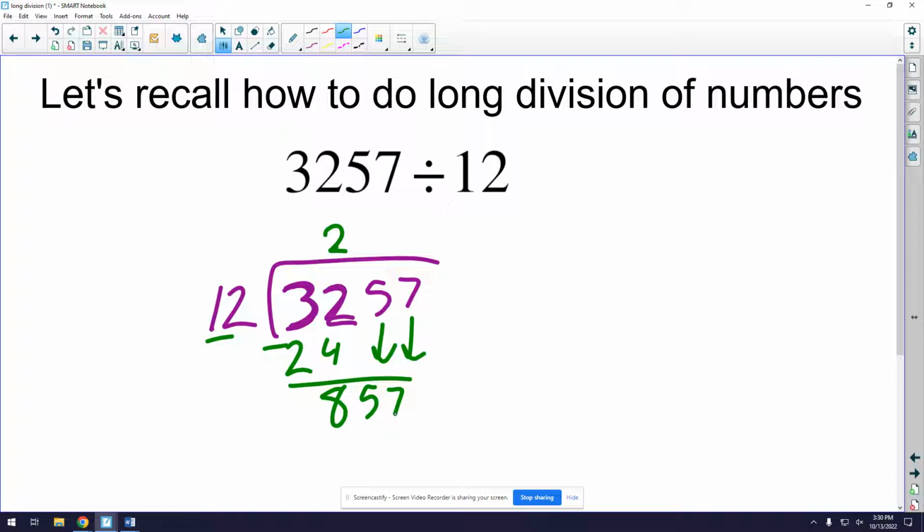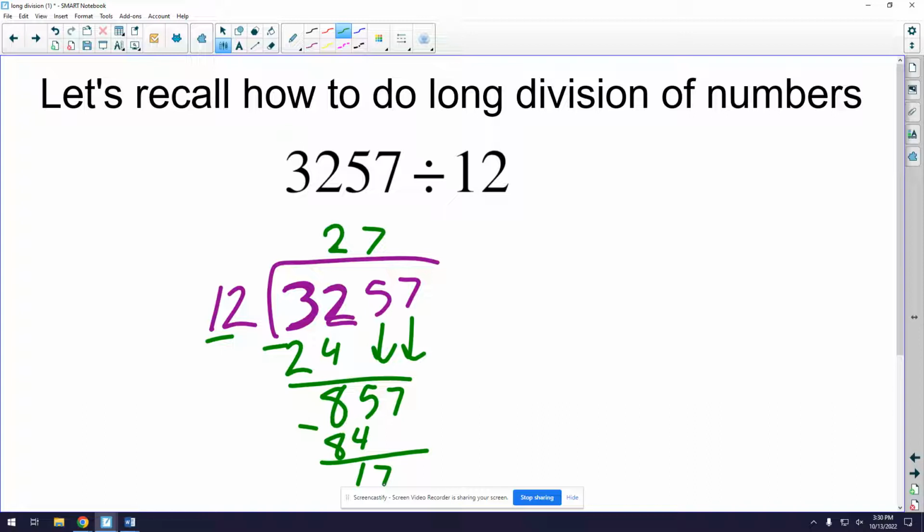Now we move on and do the same thing. 8 cannot be divided by 12. So we go to 85 and divide that by 12. Once again, when you do that and you get decimals, you focus on just the whole number part. 85 divided by 12 is 7 point whatever, so I'm going to use 7. 7 times 12 is 84. And you're going to subtract. 8 minus 8 is 0. 5 minus 4 is 1. Bring down the 7.